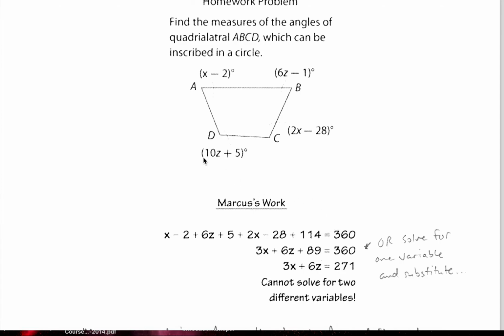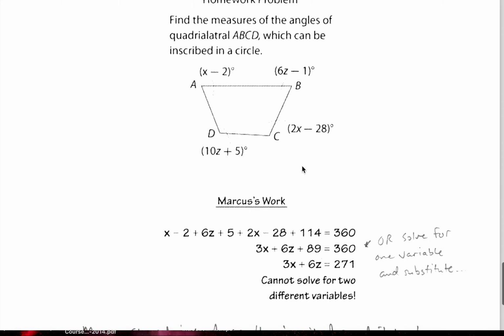The best thing to do in this case for this problem, though, would be to use that theorem that says the opposite angles are supplementary. Set up an equation to solve for z, just using angles d and b, or set up an equation solving for x using angles a and c. Eventually you'll have to solve for both, but doing it separately makes it much easier.